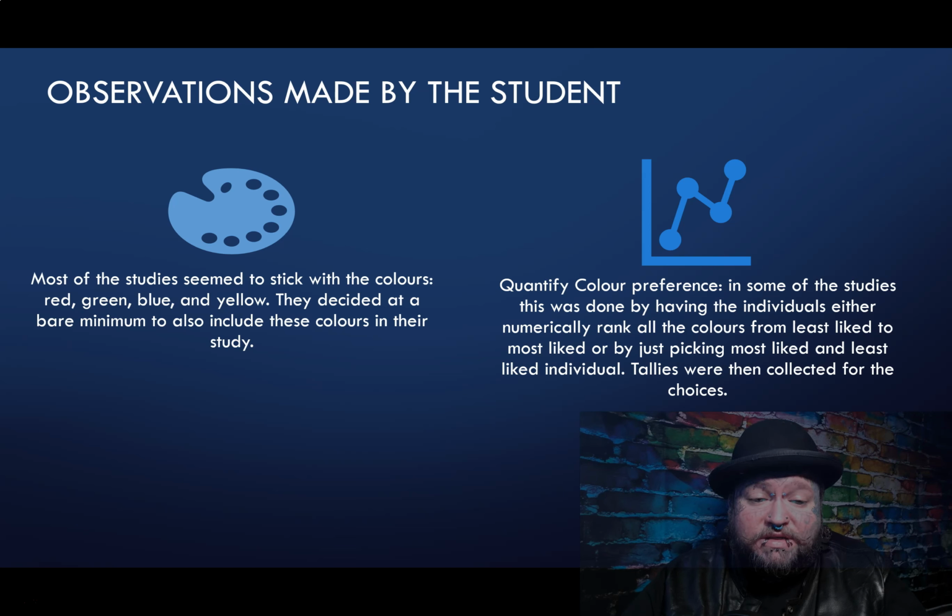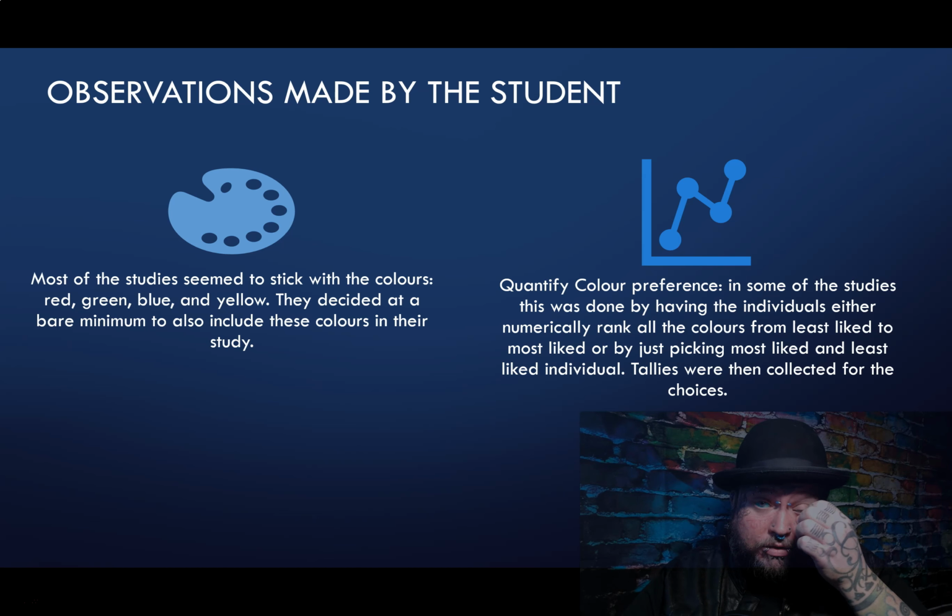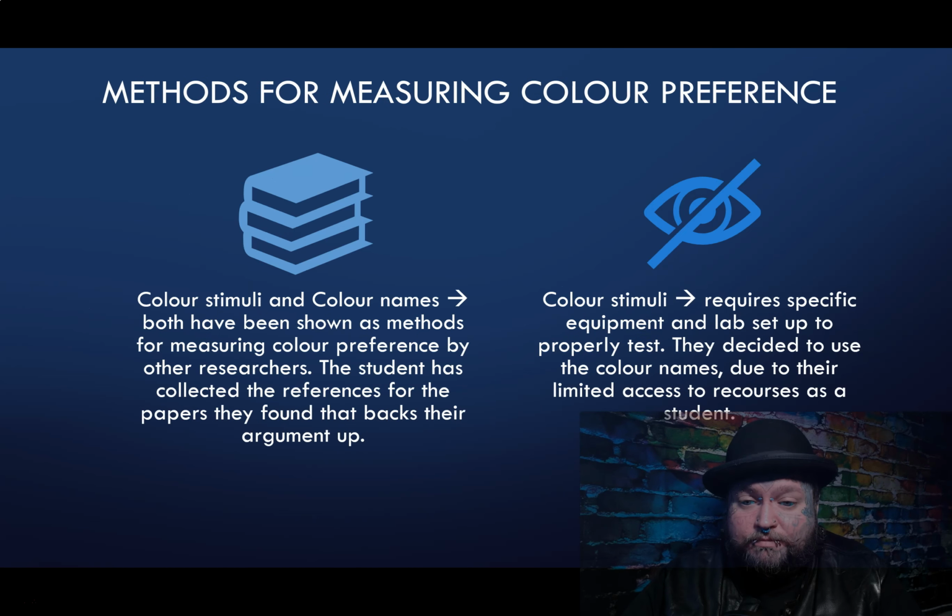Quantifying color preferences. In some studies, it was done by having the individuals either numerically rank the colors from least liked to most liked, or just picking them. So they need to decide, if we're using these four colors, do they have them rank from 1 to 4, or just pick least or most, and what's most important for them. They're not sure, so they may just pick one or the other. Color stimuli and color names, so there are ways of quantifying it.